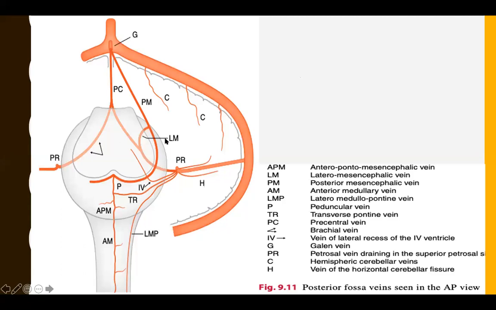So this picture nicely depicts the AP view of the posterior fossa veins. As we all know, the basal vein of Rosenthal and the anterior and the internal cerebral veins drain into the vein of Galen and then into the transverse sinuses. From there, in an anterior view, we are able to see the veins. So these veins are the Galenic veins or the superior veins which drain.